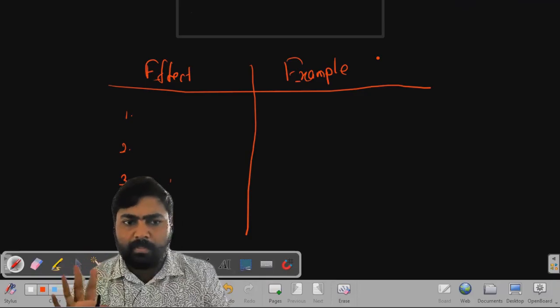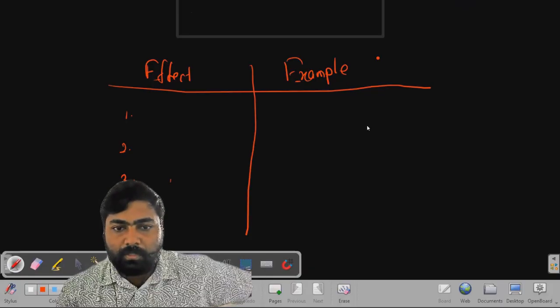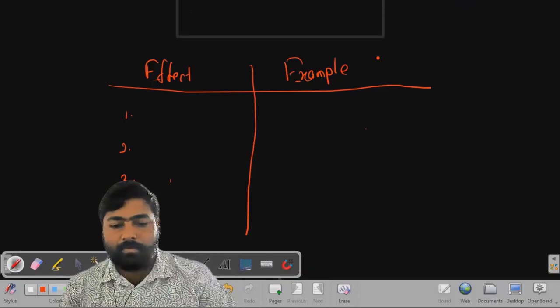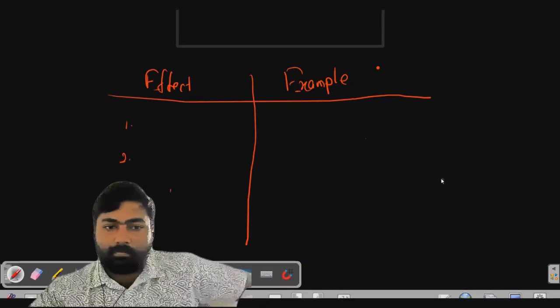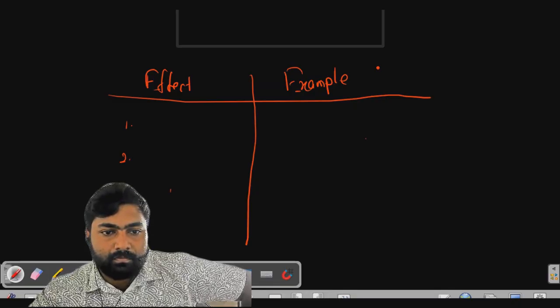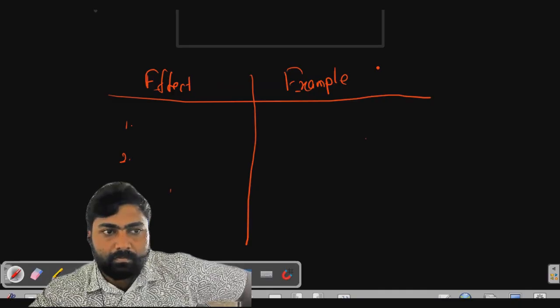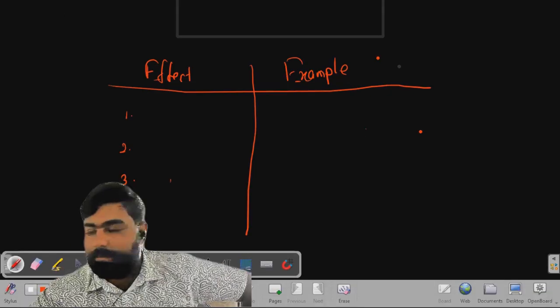It is okay to make mistakes. Can you draw a table like this? Just have two columns. Okay, sir. Done, sir. Okay. On this side write effect, on the other side write example.